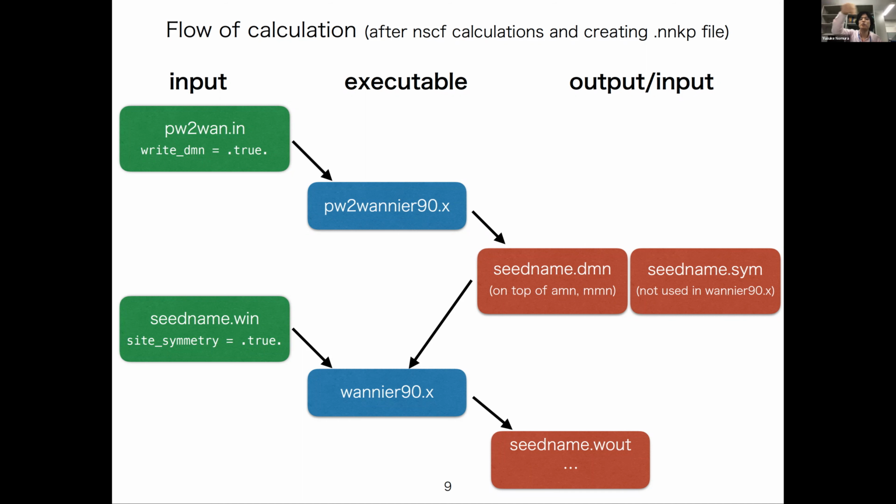Then for Wannier90, of course, we need the input files like AMN and MMN. And in the case of symmetry adapted mode, we also need the DMN input file, and also this .win file. Then again, the modification is very simple. Just put this keyword site_symmetry to true. Then Wannier90 will create the symmetry adapted Wannier functions.